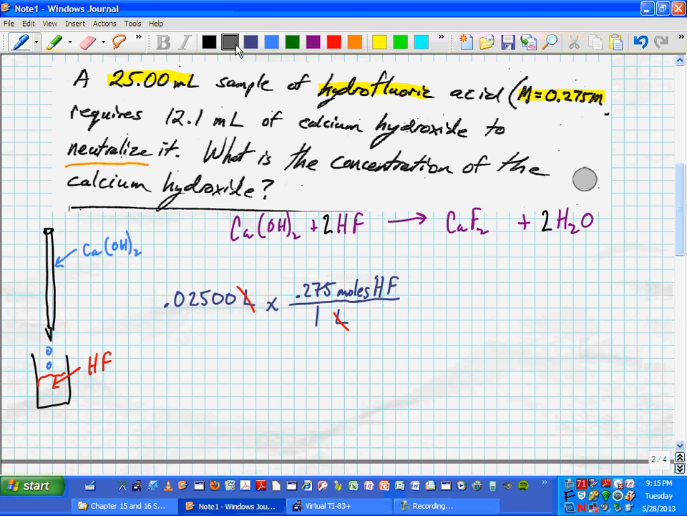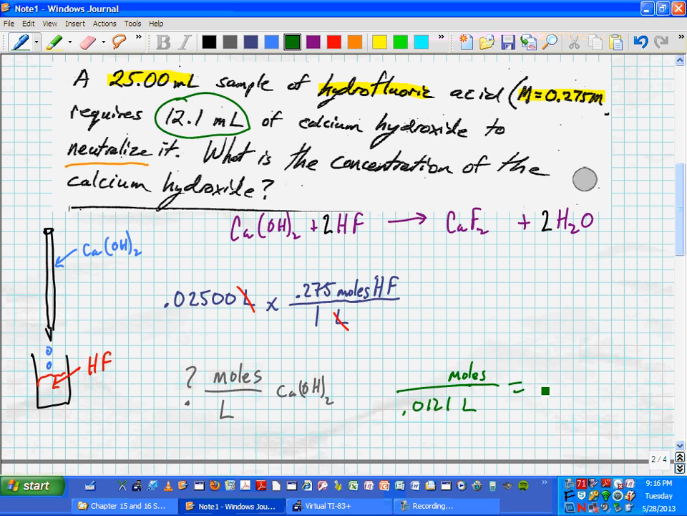So that means I need moles per liter for my calcium hydroxide. Well, I know how many liters I used. It's right here, right? Well, I don't have it directly, but I know if I divide that by 1,000, I'm going to have my liters. So it's kind of similar to what we were doing with the lab. I know on the bottom is going to be 0.0121 liters of this stuff. I need to figure out my moles to put in there to get my final concentration. That's what I'm working on here.